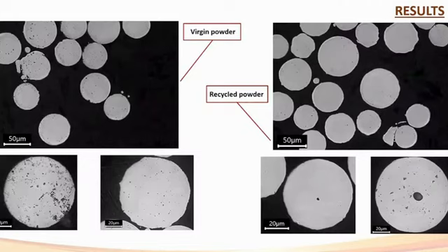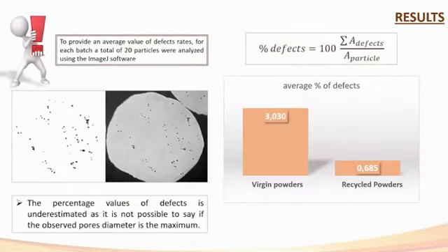Here there are the comparison from the cross-sectional view. As can be seen, the virgin powder have some internal porosity, which are due to the atomization process. And in recycled powder, most of them disappeared. And at the end, we utilized the ImageEye software to provide some quantitative values for the internal porosity. And in this case, the virgin powder have a higher average percentage of defects, which is consistent with the observation of the optical microscope.